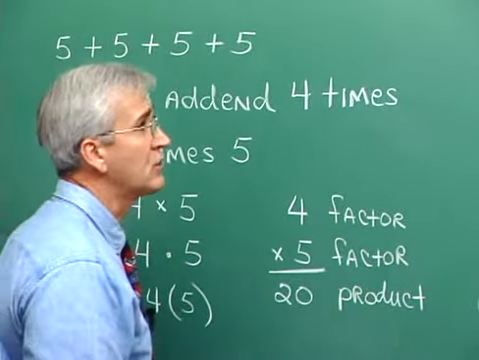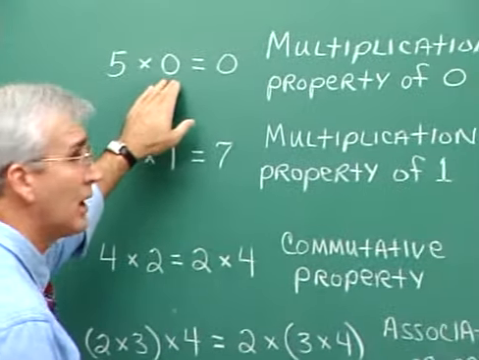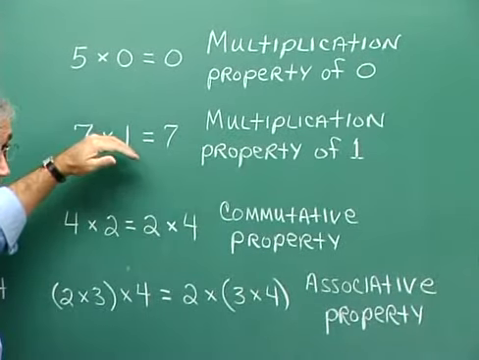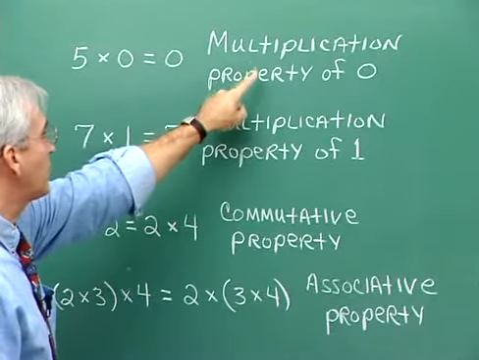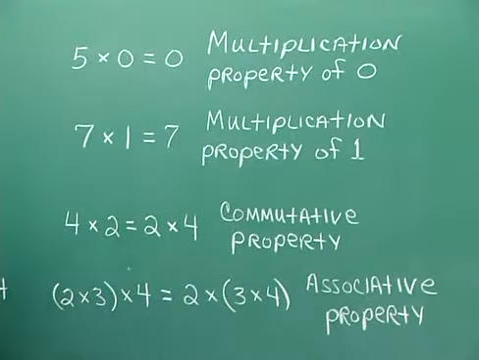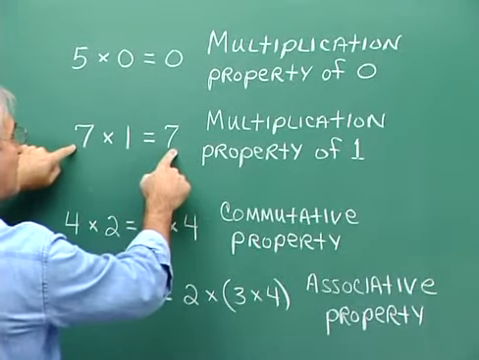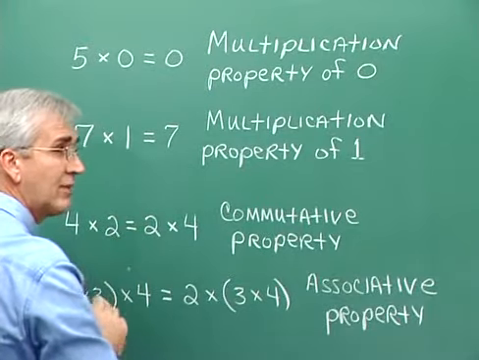Here are some properties related to multiplication. When we multiply 5 times 0, or 0 times 5, 0 times any other whole number is going to be 0. And that's the multiplication property of 0. We also have a multiplication property of 1. 7 times 1 would be 7. Of course, 1 times 7, switch it around, 1 times 7 would be 7 as well.